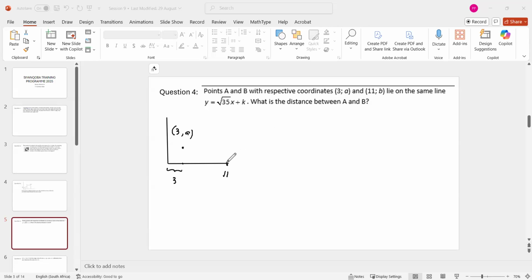And then 11 here, (11, b). So let's make it here, for instance. So this is (11, b). You don't know what small a and small b are. They lie on the same line, but you know the equation of that line. The equation of the line has got a square root in it. So the equation of the straight line is y equals root 35 x plus k.